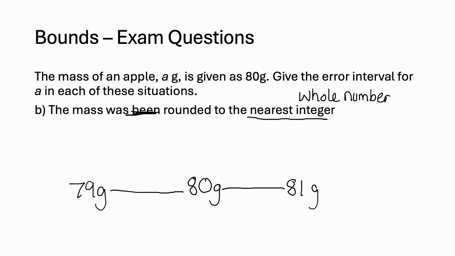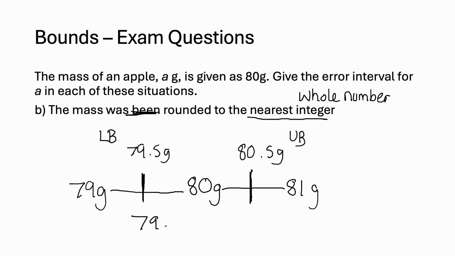To work out our upper bound, we work out what is halfway in between here, which is going to be 80.5 grams. That's our upper bound. And then for our lower bound, we work out what is between 79 grams and 80 grams in the middle, which is 79.5 grams. That is our lower bound. Then our error interval, we're going to write 79.5. Yep, so A has to be greater than or equal to 79.5, but it has to be less than 80.5 if it has been rounded to the nearest integer.